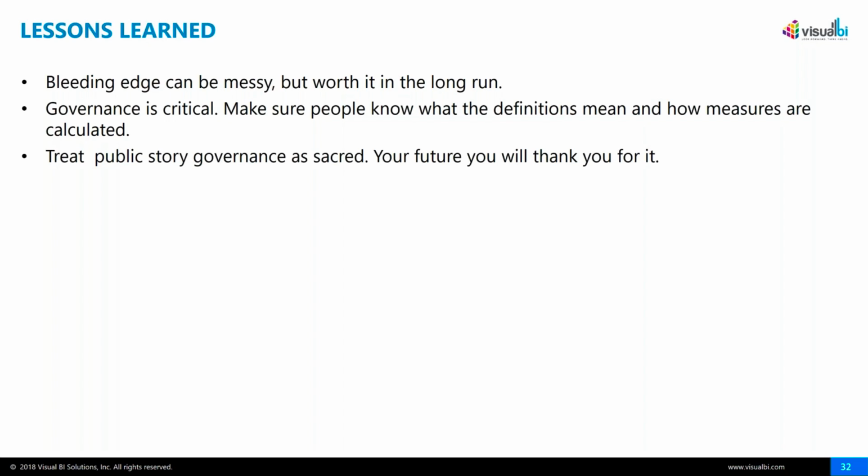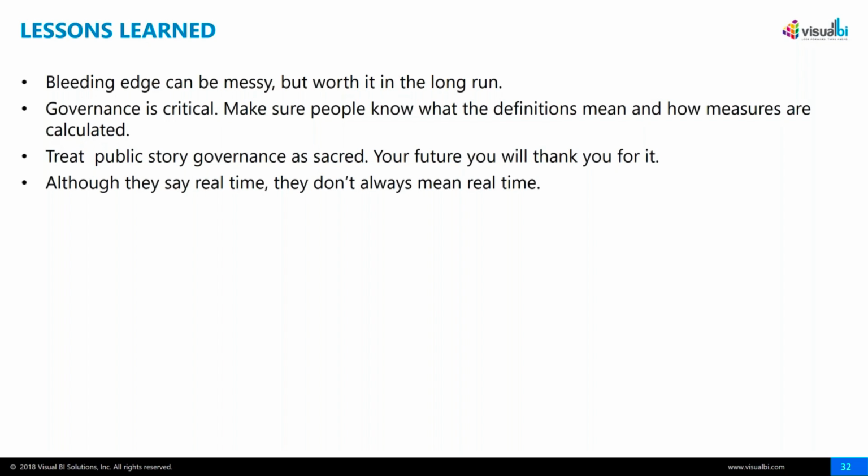Treat public governance as sacred, right? So whenever you've got a story that is going to be consumed by more than just one person, make sure it's got the right look and feel, it's got the right things in there. And so we basically use our public stories the same way as we would do any transport that goes into production in our ECC environment, right? We've got the BPOs reviewing the stories, making sure it's got what we call verified as a sign on top of it. And so it is very, very important.